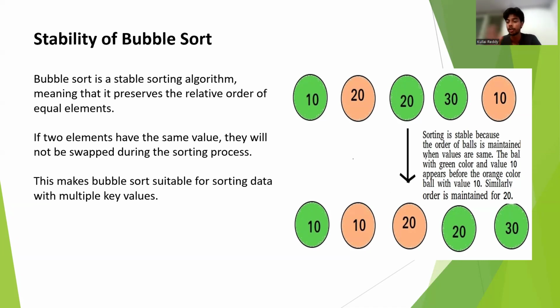The image I've depicted here shows 10, 20, 30, 10, 10, 20, 20, 30. So sorting is stable because the order of the balls is maintained when values are the same. The ball with the green color and value 10 appears before the orange color ball with the value 10. Similarly, order is maintained for 20. Same number, stable.